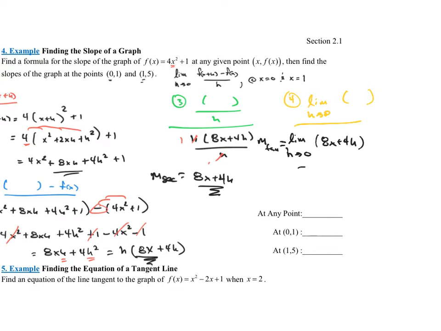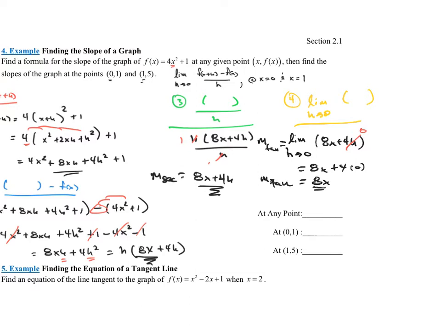Okay, well that's cool because all we have to do is take 8x plus 4h. All we're doing is taking that h and plugging in 0. So it seems to me that the slope of our tangent line in general is 8x.